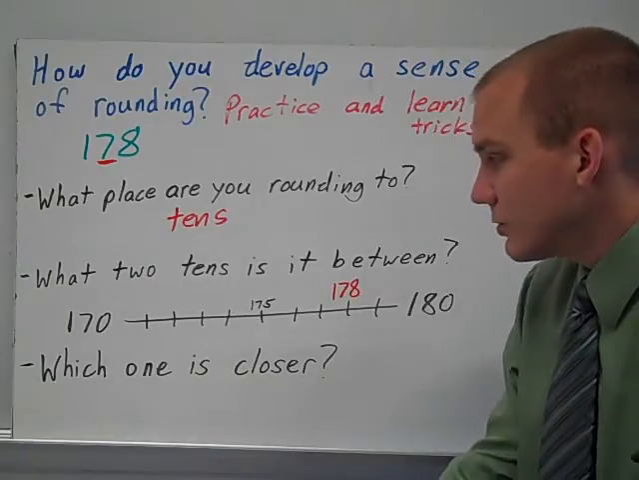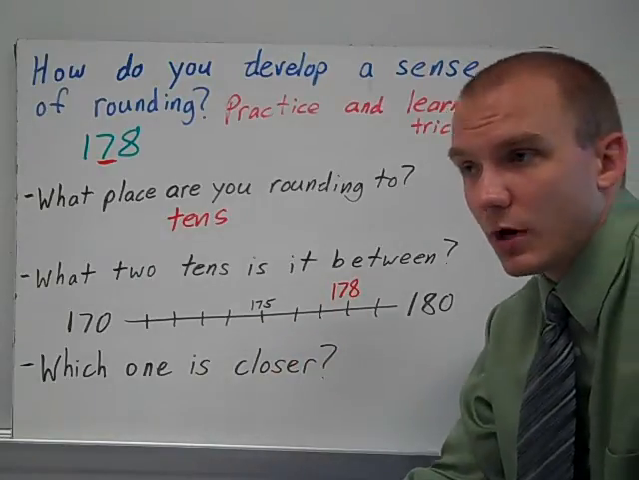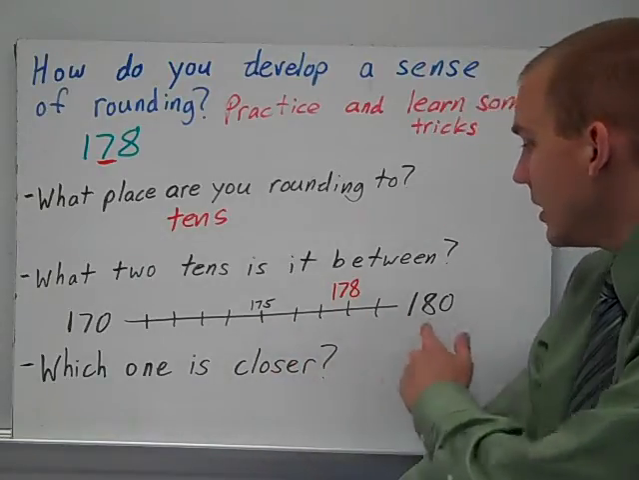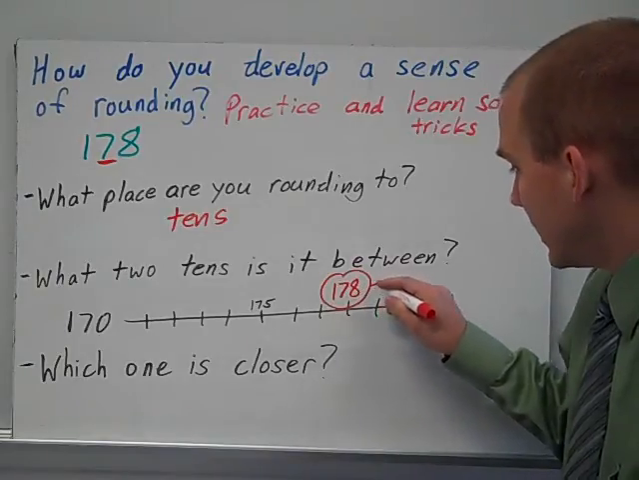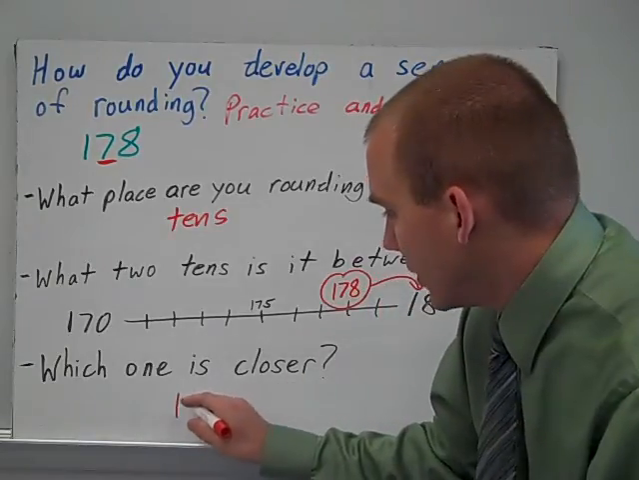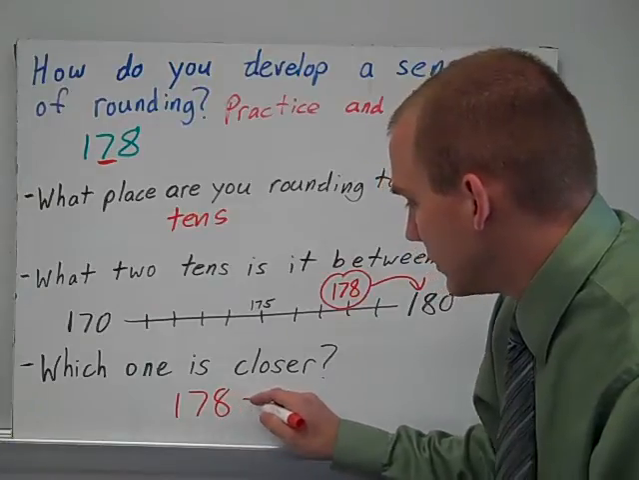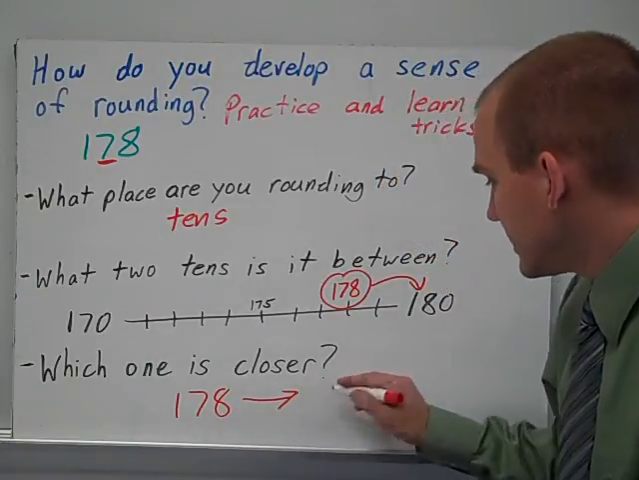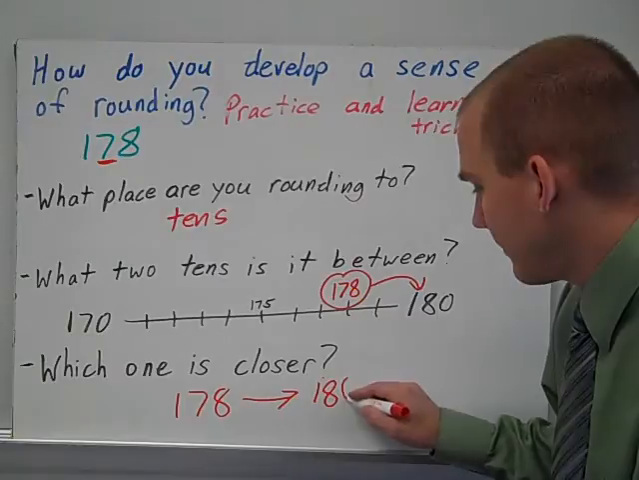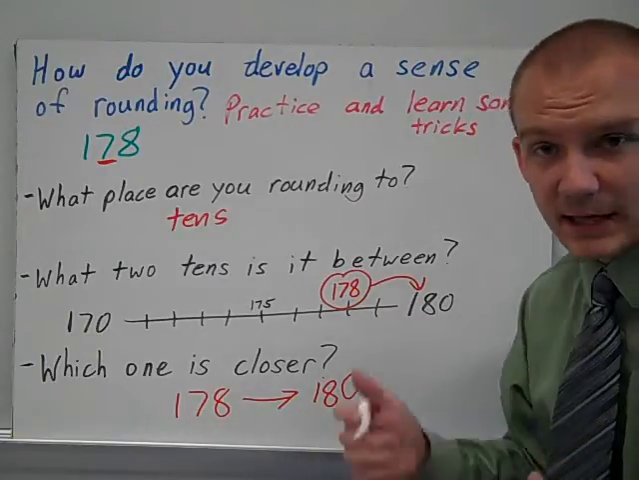Well, which one is it closer to? If you just look at this number line and say you draw a pretty accurate one, you can clearly see, oh, it's almost 180. So you would say that 178, and I'm going to use this little arrow to indicate rounding, is about 180. And that's how you round.